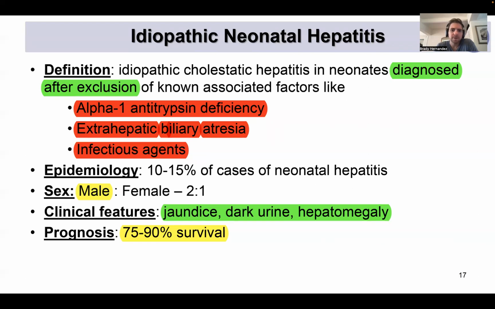Let's see what else. Neonatal hepatitis. Okay, I don't know that that's super high yield.